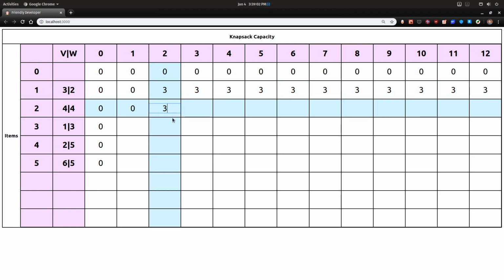So the maximum value is 3. Coming to the next sub problem. Similarly, for a capacity of 3, we can only include the item 1. So maximum value is 3.